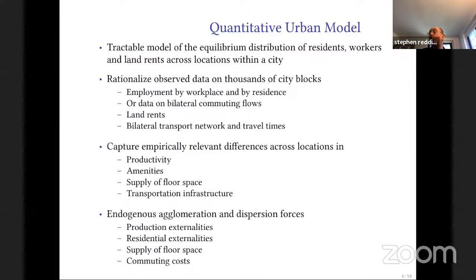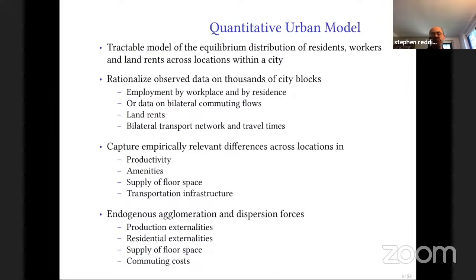At the same time, obviously in reality, these locations in the city might have different productivity, different amenities, different supplies of floor space. In other words, the buildings might be different heights, so there might be different ratios of floor space to ground area. And then, clearly, as I mentioned, they're also going to differ in their transport infrastructure. And so the model is going to have to allow for that in order to connect with the data in a realistic way.